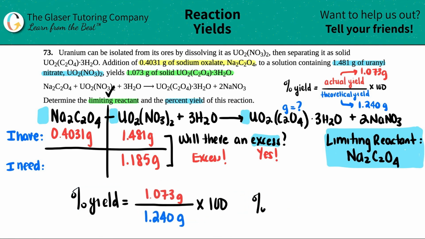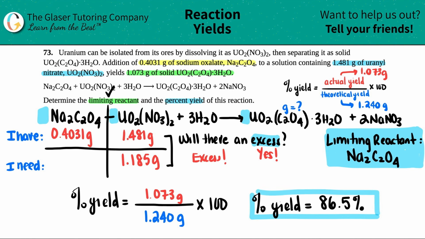So let's calculate and be done, right? 1.073 divided by 1.240 times 100. So this scientist did pretty well. They got an 86.5% yield. Not too bad. Think of it as a test. On a test, they would have gotten 86.5% correct, right? So that's pretty good. And that is your final answer, guys. So the percent yield, pretty high, 86.5, and the limiting reactant was Na2C2O4, and we are done.